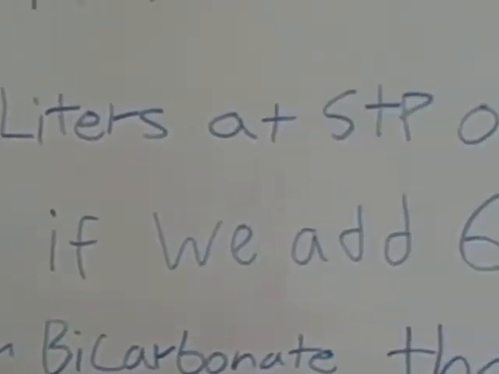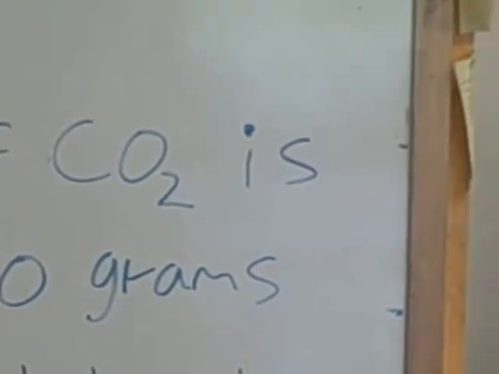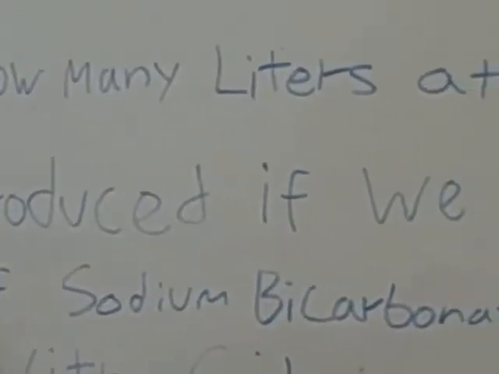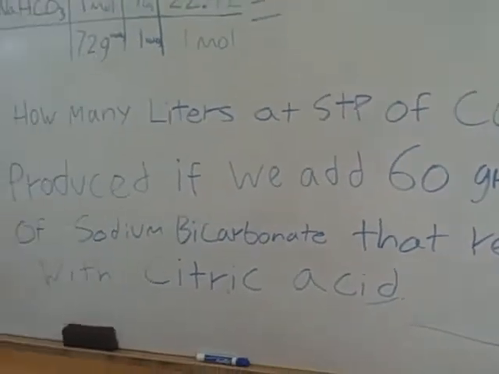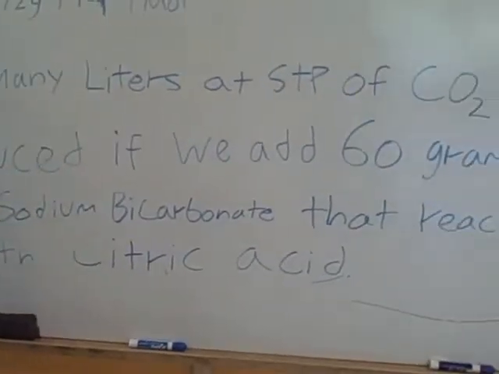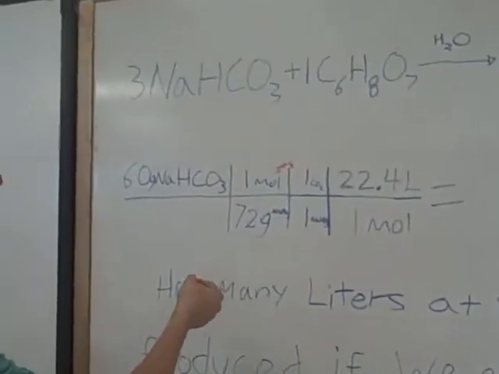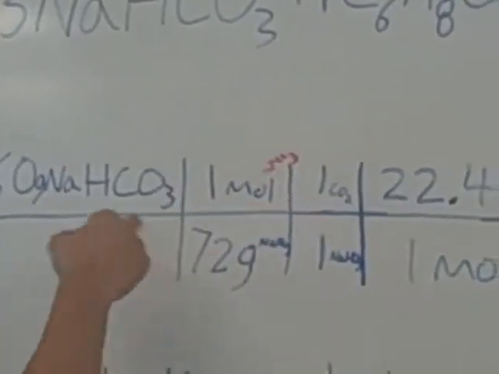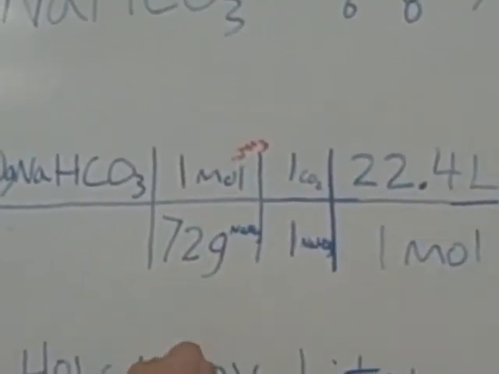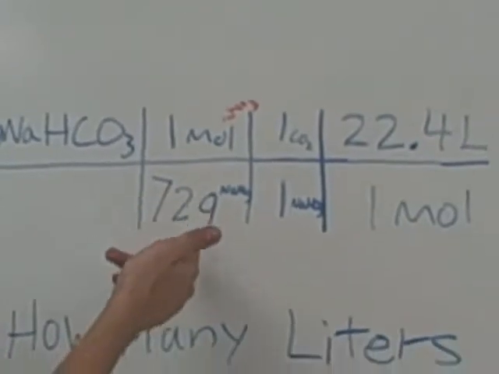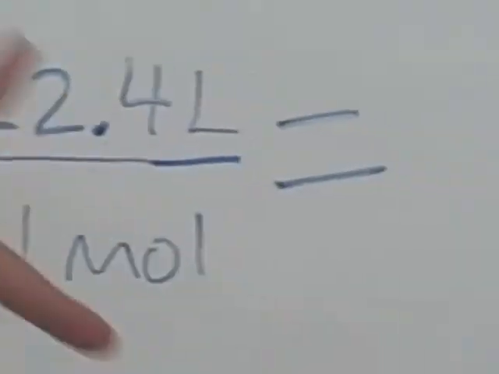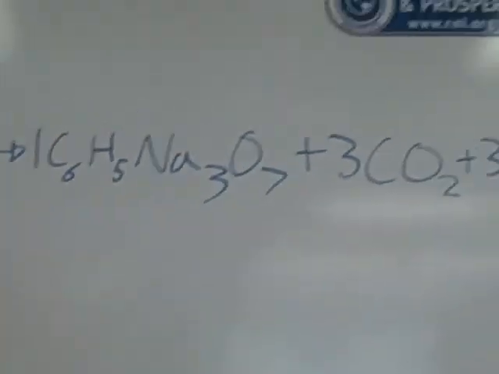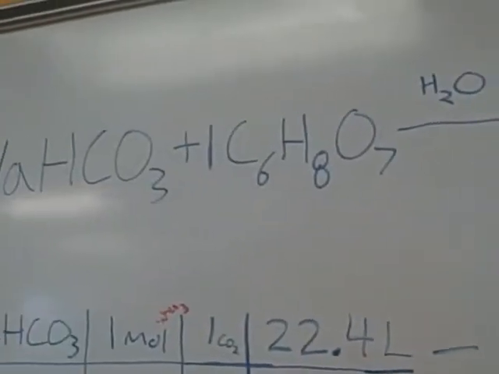How many liters at STP of CO2 are produced if we have 60 grams of sodium bicarbonate that reacts with the citric acid? We started off with a given 60 grams of NaHCO3, and 1 mole of this is 72 grams of NaHCO3. Then this produces a 1-to-1 ratio with the CO2, as you can see at the top. It's a 3-to-3, but that reduces immediately down to 1-to-1.